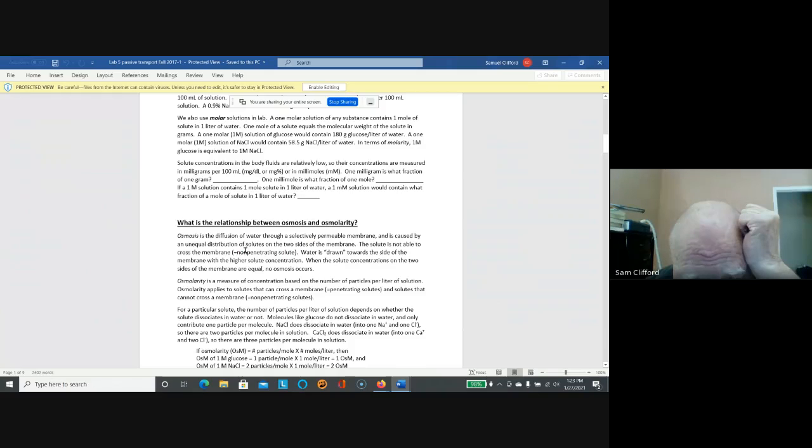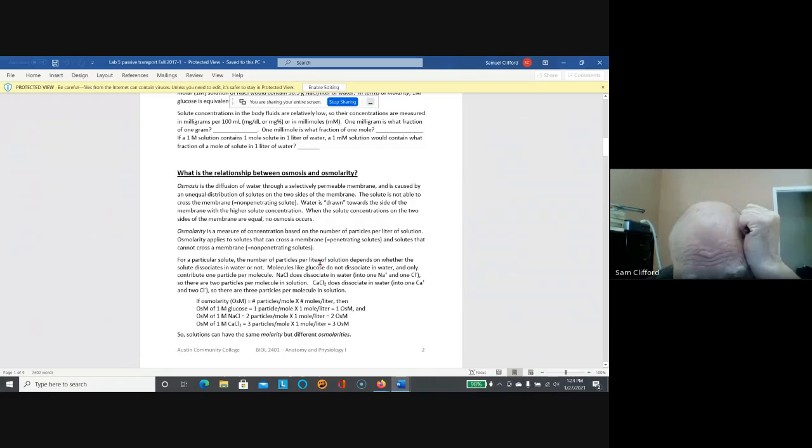If a solute cannot cross the membrane, it's non-penetrating. Water is able to penetrate and to be drawn to the side with the higher solute. So if I have a high concentration of salt, water will move to dilute that solution. Osmolarity is the measure of the number of particles in solution.